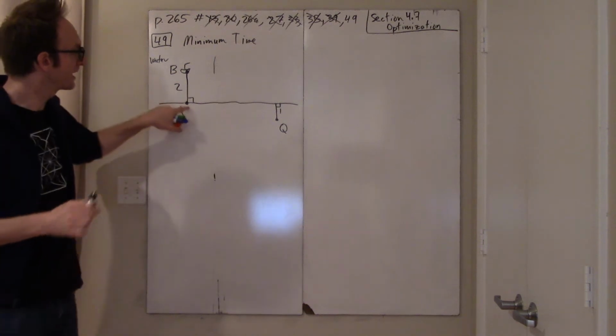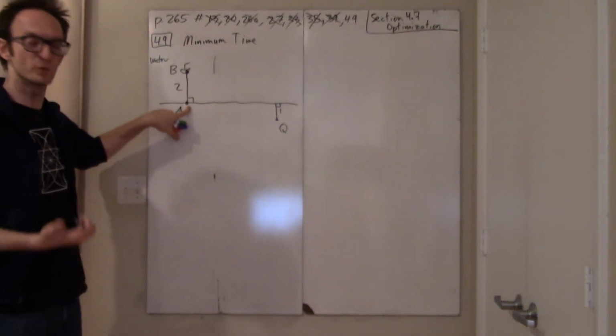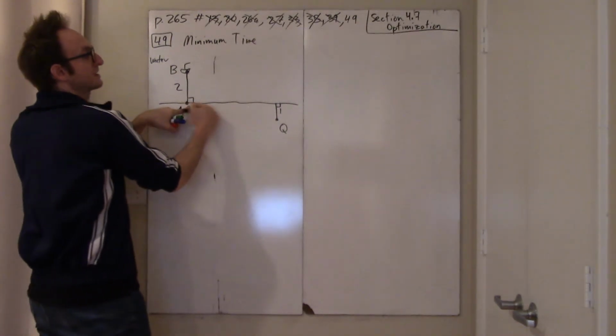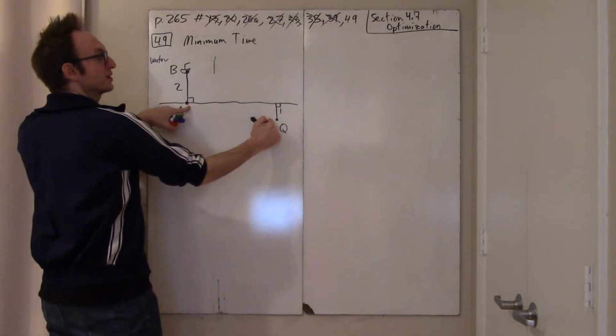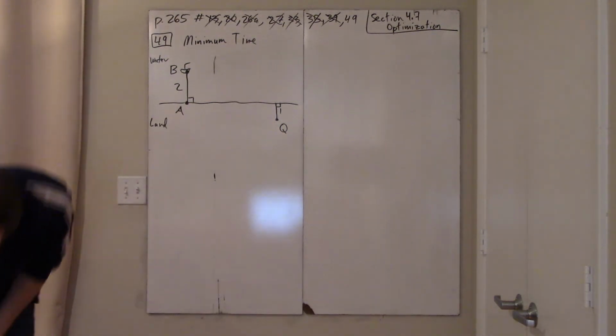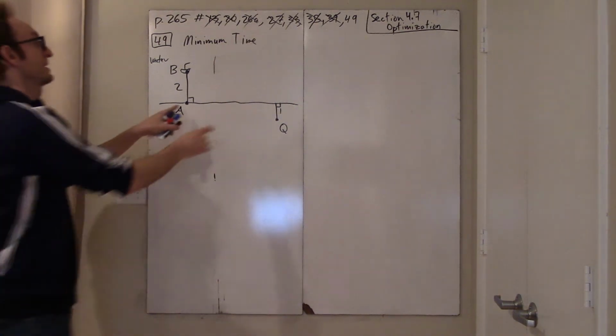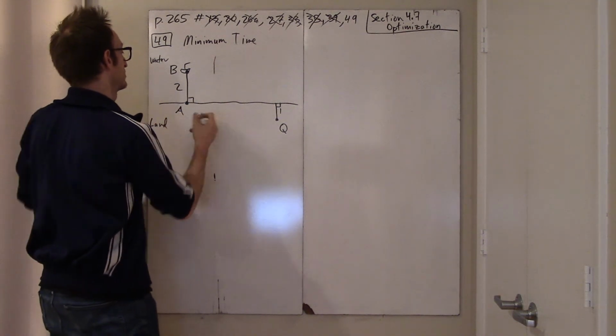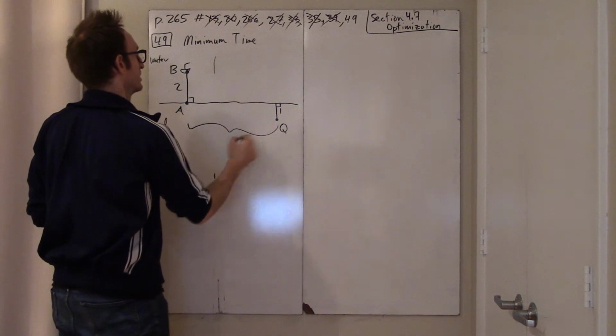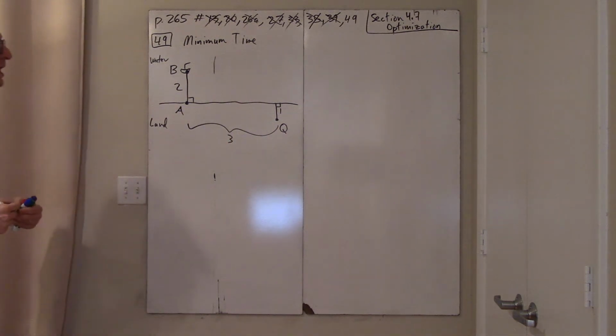Then, having got to point A, now you're on land, whew, no more rowing. Now I would just take the hypotenuse and go from A to Q as fast as possible. Also, I forgot that this distance is 3.